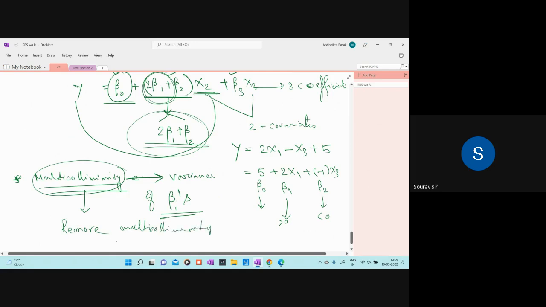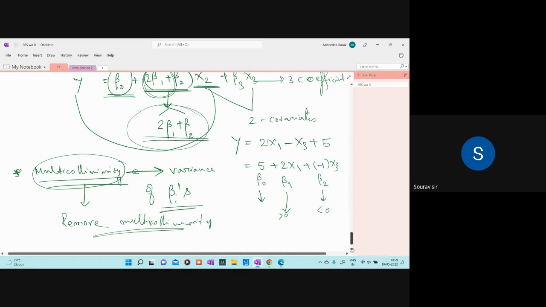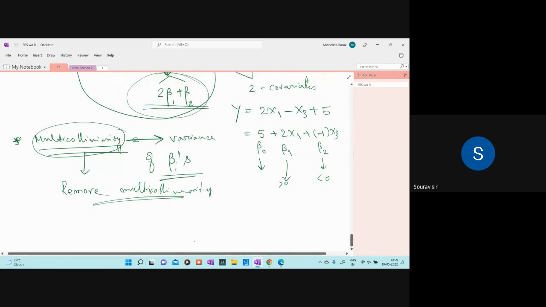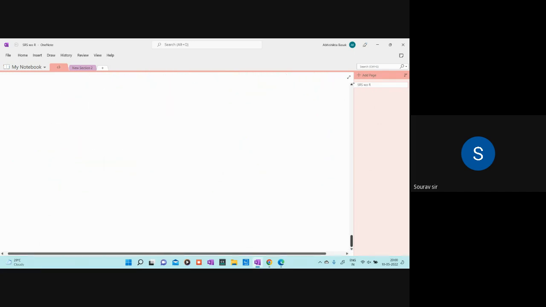And what are the major methods of removing multicollinearity? Can you tell me what the major methods of removing multicollinearity are? Am I audible? Don't know, ma'am. You don't know what the major methods of removing multicollinearity are?